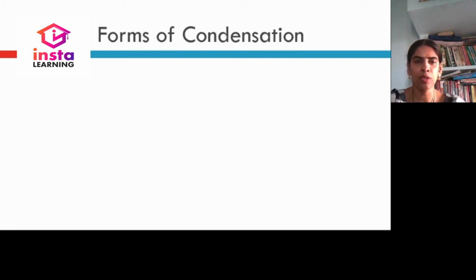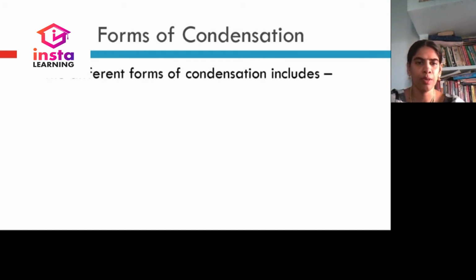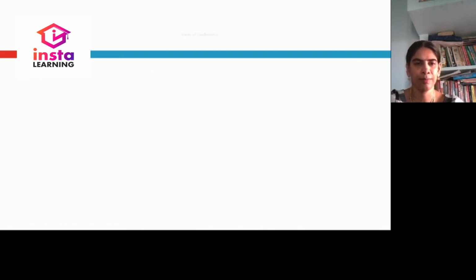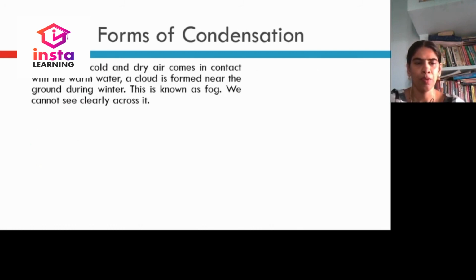Let us now learn about the different forms of condensation. The different forms of condensation include fog, dew, frost, hail, snow. Let us learn these terms more clearly. Fog. When cold and dry air comes in contact with warm water, a cloud is formed near the ground during winter. This is known as fog. We cannot see clearly across it.